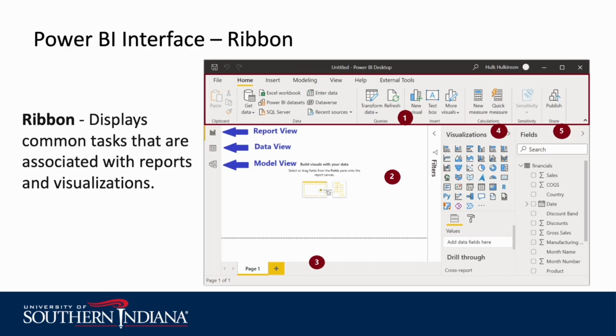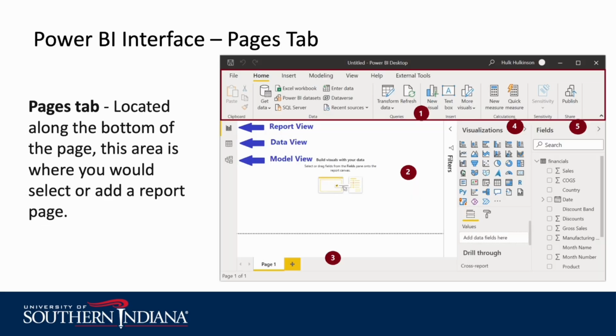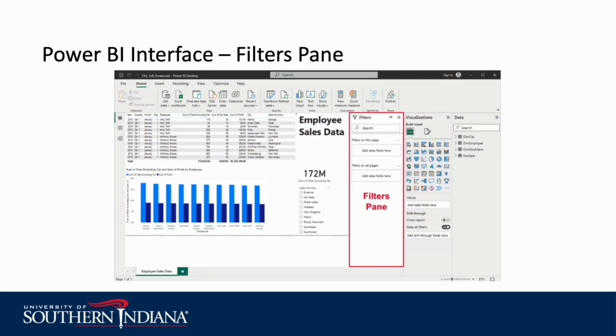The ribbon displays common tasks associated with creating reports and visualizations. The canvas is where you drag and drop fields to create charts, tables, and other visuals. The Pages tab at the bottom allows you to add or switch between multiple report pages. The Filters pane lets you apply filters to your data.